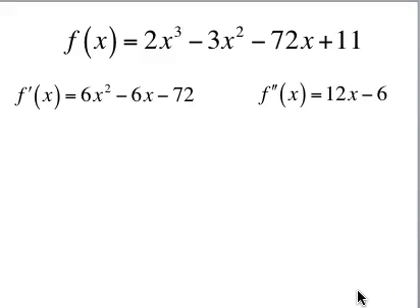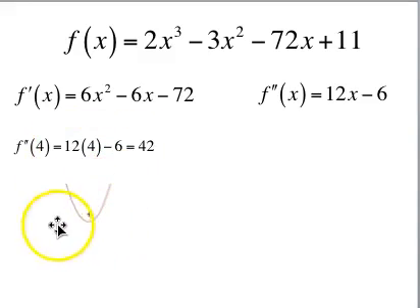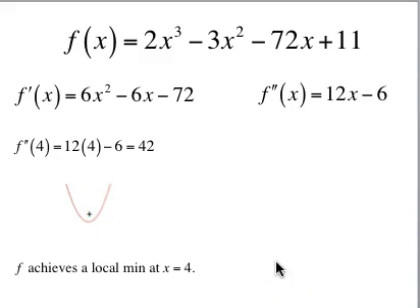There's our first derivative. Our second derivative then is 12x minus 6. I needed f double prime of 4, one of my critical values. 12 times 4, 48 minus 6 is 42. That's positive. That's concave up. We have a positive concave up situation. We know that the function will have a local minimum at that value. So we'll say f achieves a local min at x equals 4.